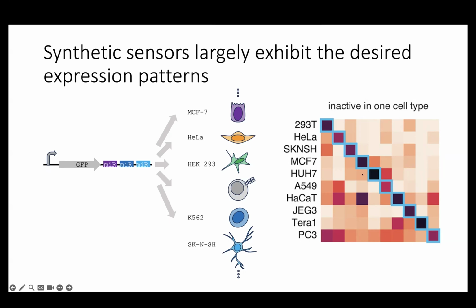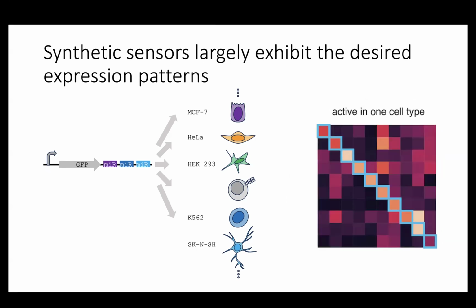In other cases, like this one design here that targets MCF7, you can see that it has some off-target repression in a different cell type, right? In some cases, it's simply not possible to identify the right combination, but in many cases, it is possible to identify combinations of microRNAs that achieve this function. And we can also do the much harder problem of trying to do the opposite. You can see that it works less well, right?